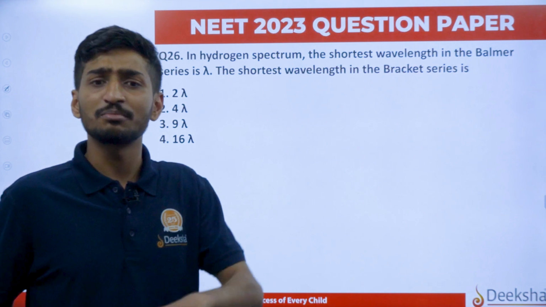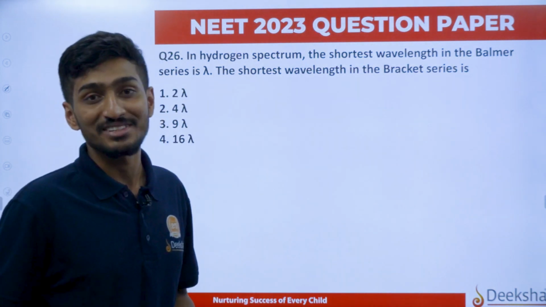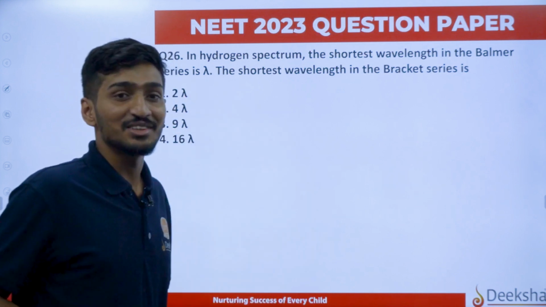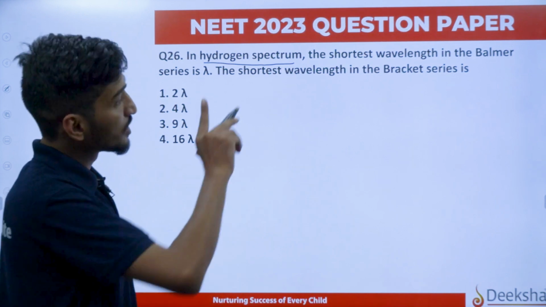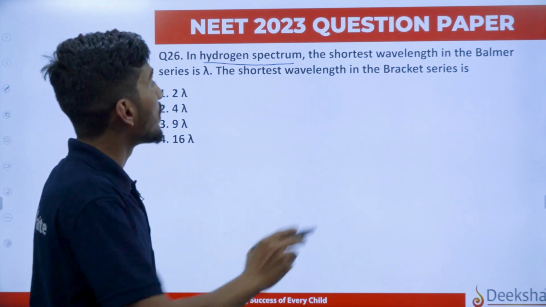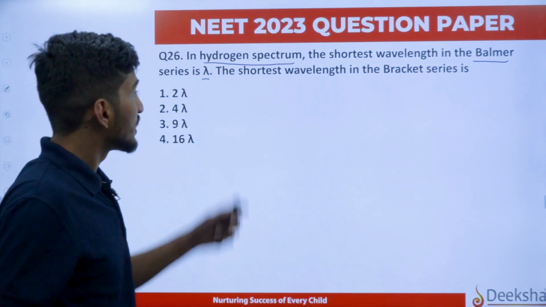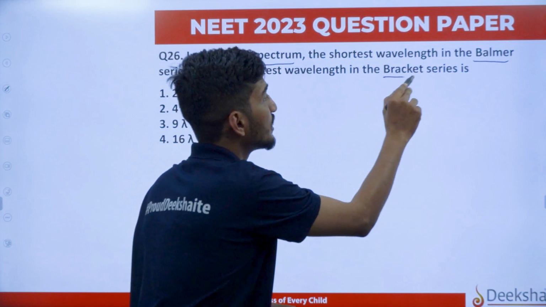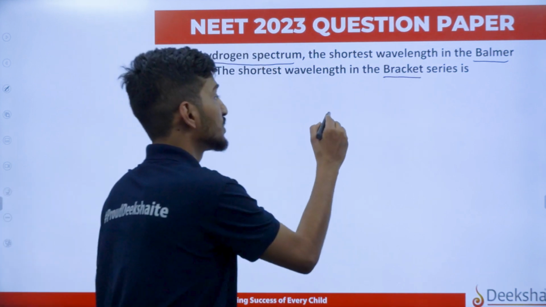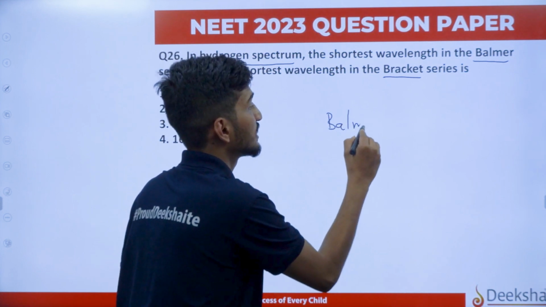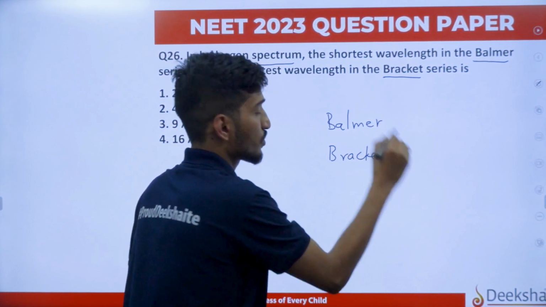So the first question from this section is going to be on hydrogen spectrum, so Bohr's theory. Alright, so let's look at the question. It says, in hydrogen spectrum, the shortest wavelength in Balmer series is going to be lambda. Then find out the shortest wavelength in Brackett series. Okay, so Balmer series and Brackett series. Let's talk about these two first, and then next we'll talk about shortest wavelength, what does it mean, and so on.